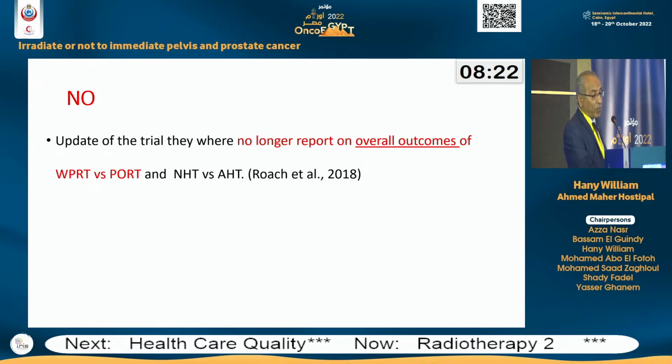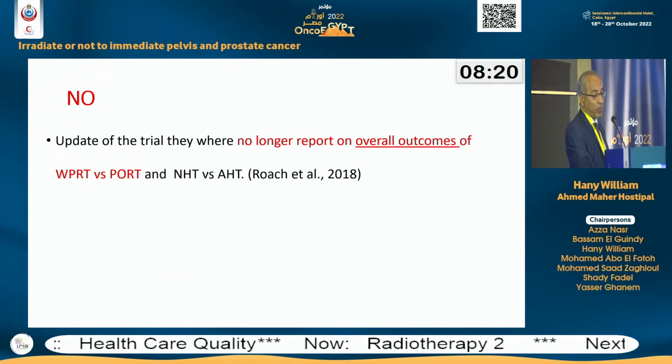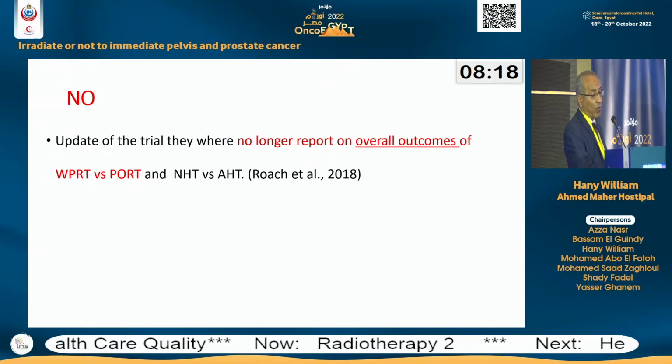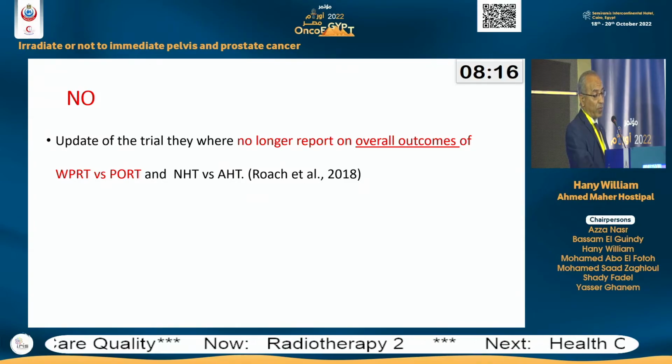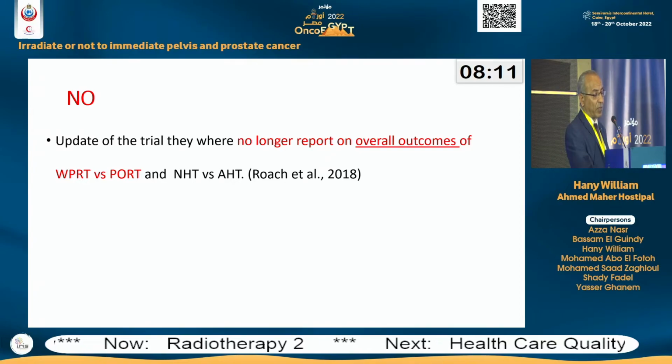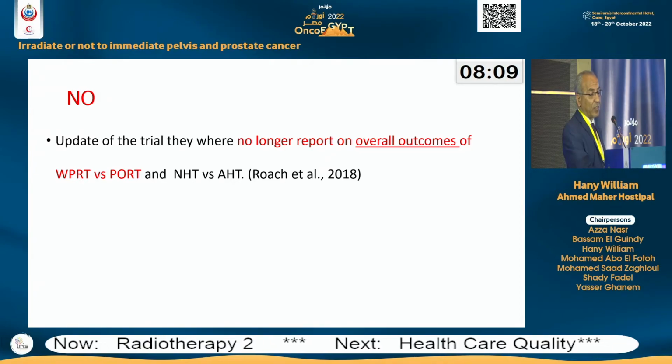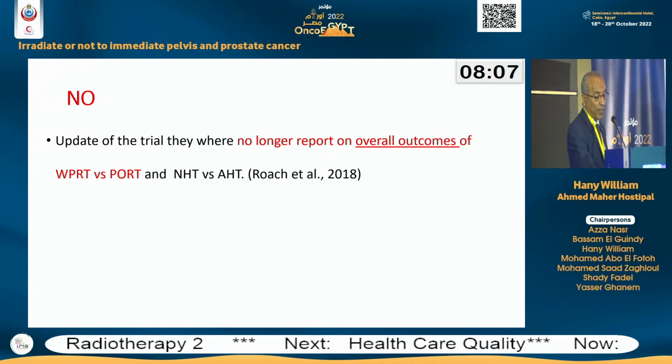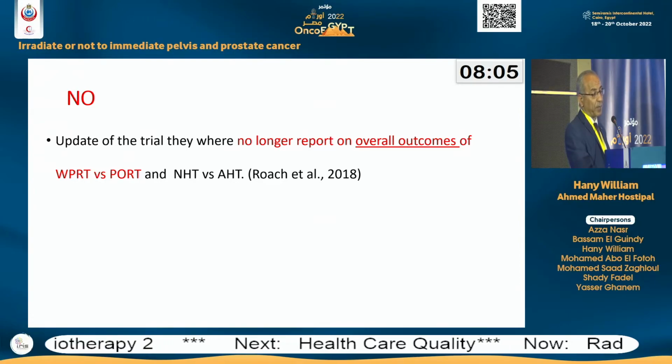In the update of this trial, there is no longer any reported difference in overall outcome of whole pelvis versus localized prostate radiotherapy, or neoadjuvant versus adjuvant hormonal treatment, so it is a negative study.